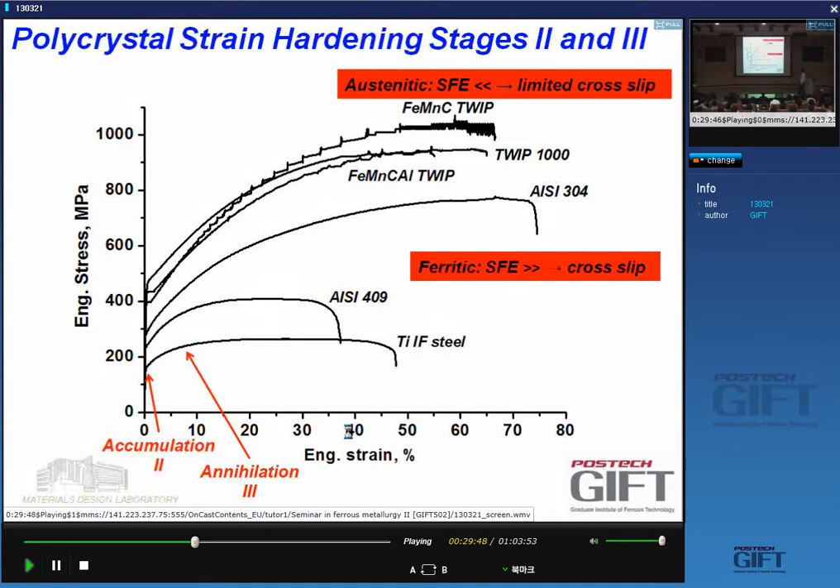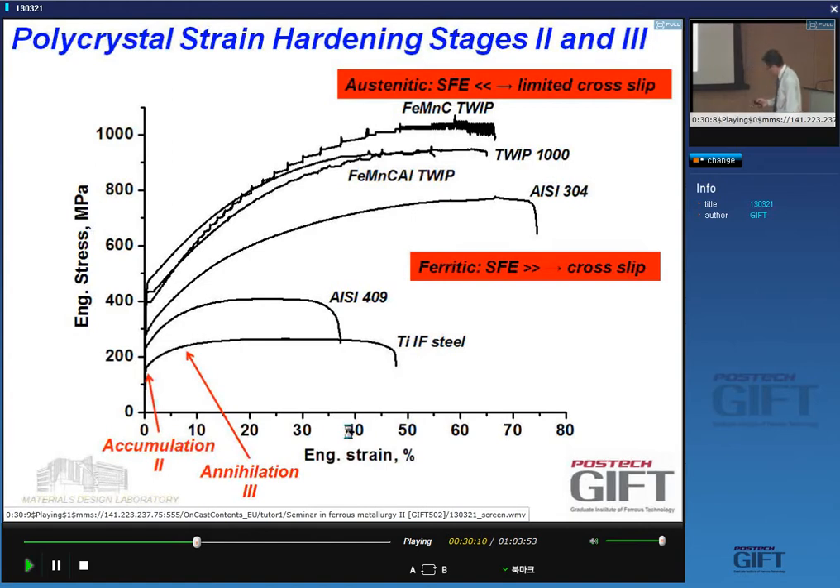Austenitic stainless steels, most of them are here, and you have some TWIP steels here. The cross-slip is much smaller because the stacking fault energy is much lower. So you get very limited cross-slip, and you get a much larger strain hardening.